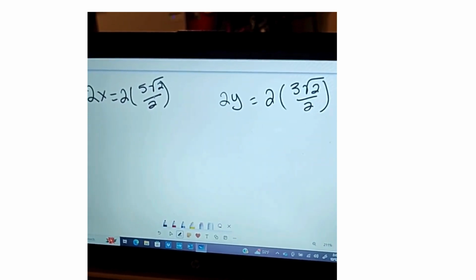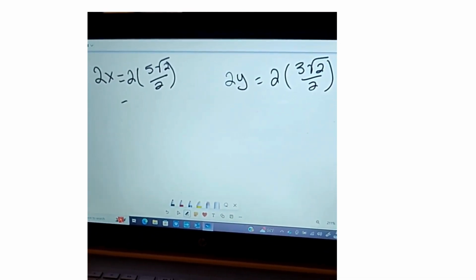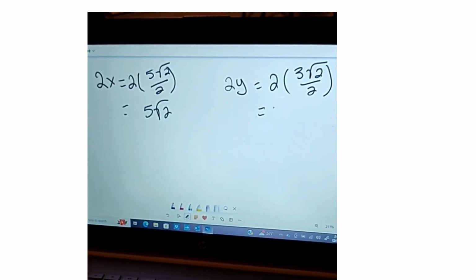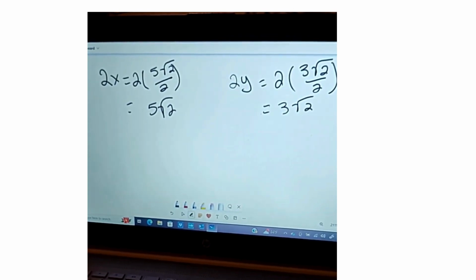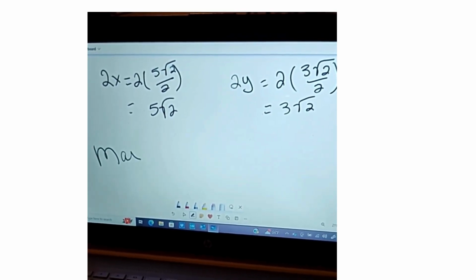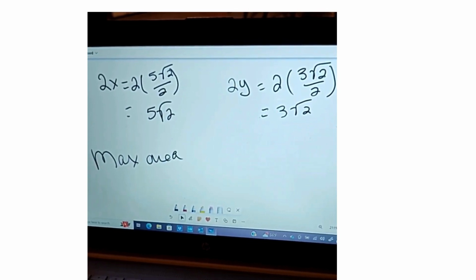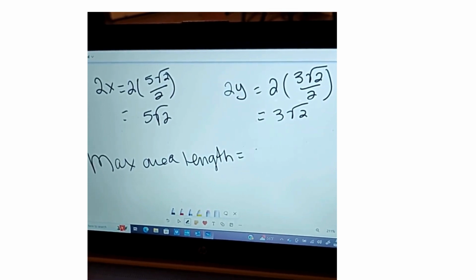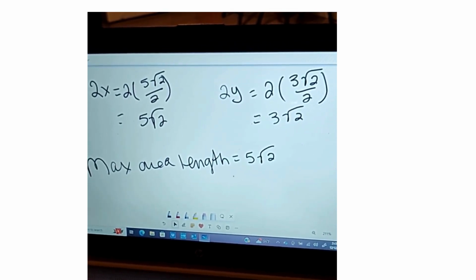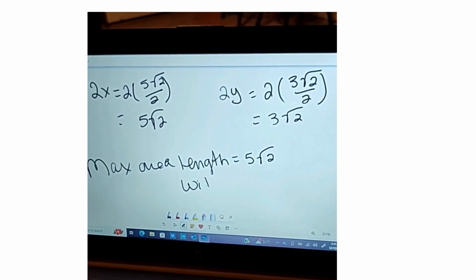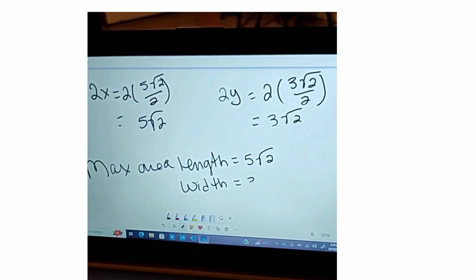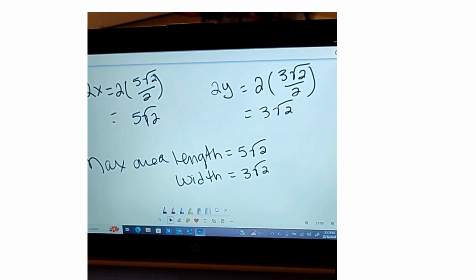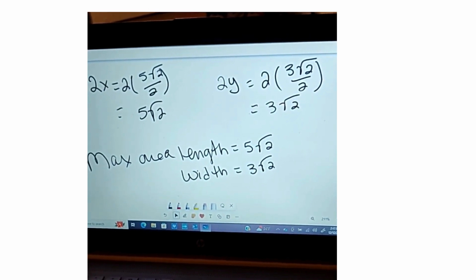So then the basic math of that is going to be 5 square root of 2, and this would be 3 square root of 2. So our max area length is equal to 5 square root of 2, and our width is equal to 3 square root of 2. And that will answer all 3 parts of that very difficult question.